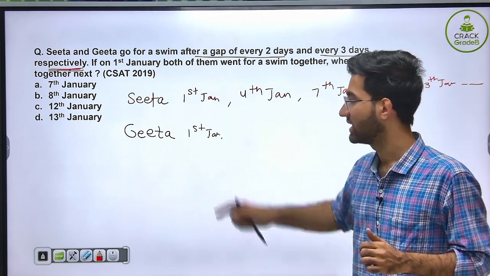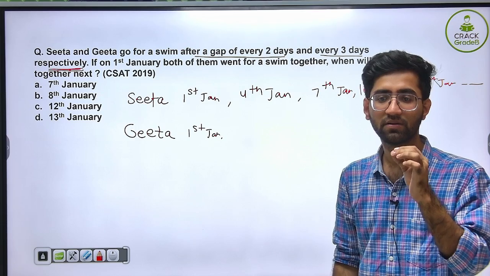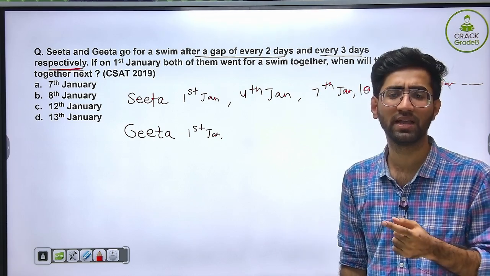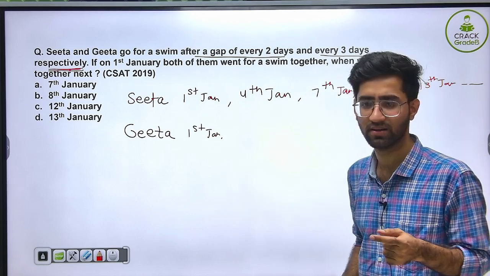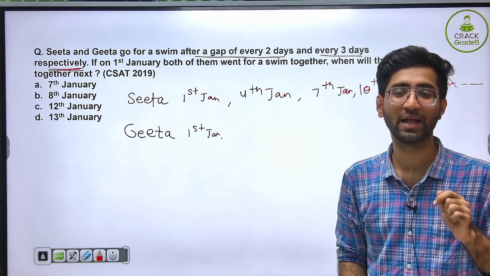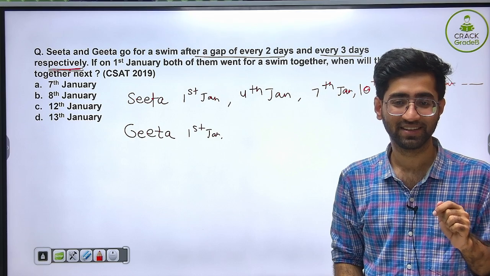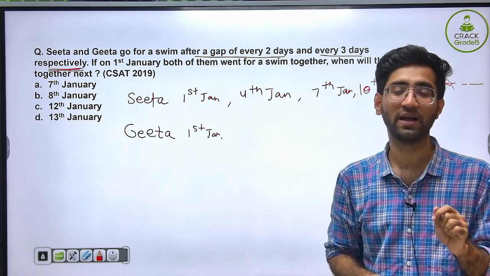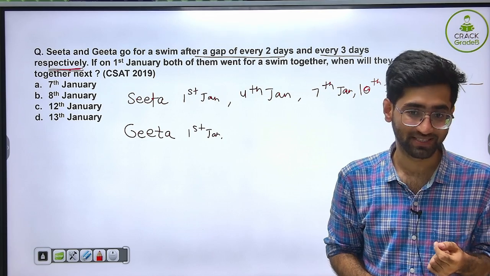If you say that Sita went for swimming on 1st and 3rd, so basically there is a gap of 1 day. If you say 1st and 3rd, but in the question it has been clearly mentioned after a gap of every 2 days, right? But aspirants make this kind of silly mistakes while dealing with this kind of questions, right?